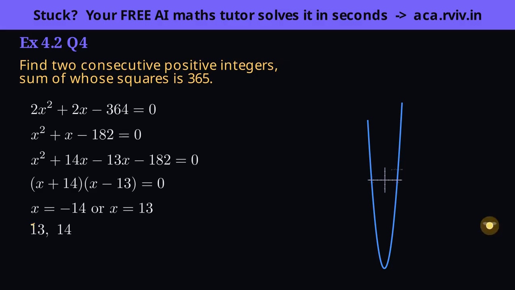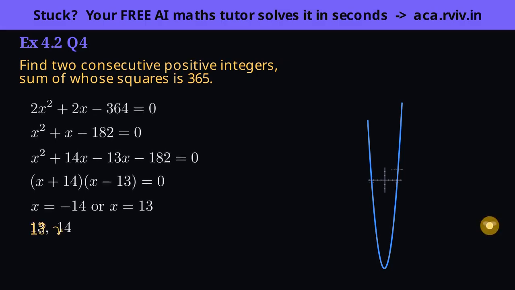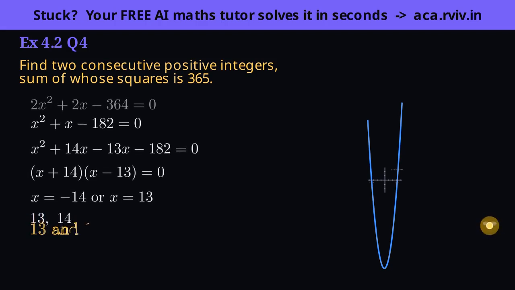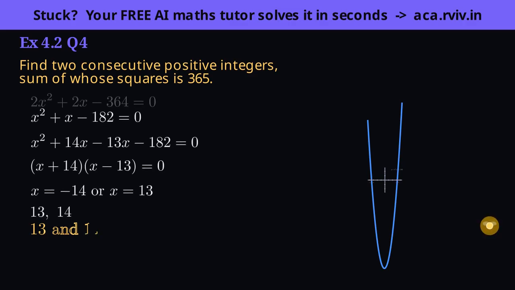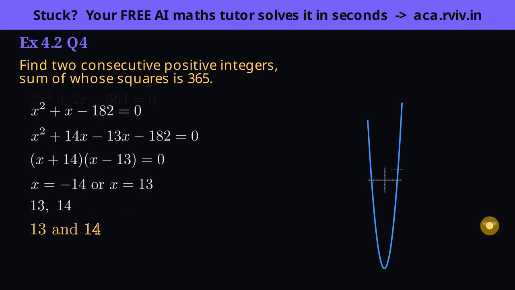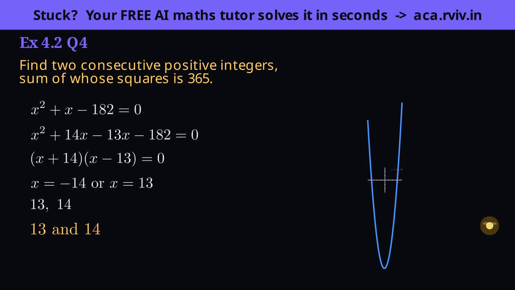Once more the context filters the answer. The algebra offered minus 14, but positive integers rejects it. Whenever a problem constrains its numbers, positive, whole, a length, check every root against that constraint before writing the final answer.